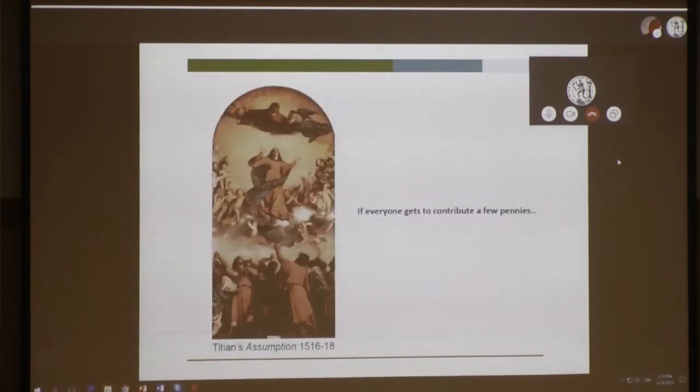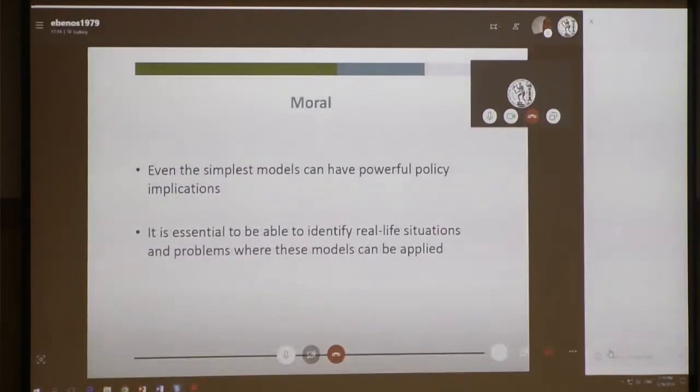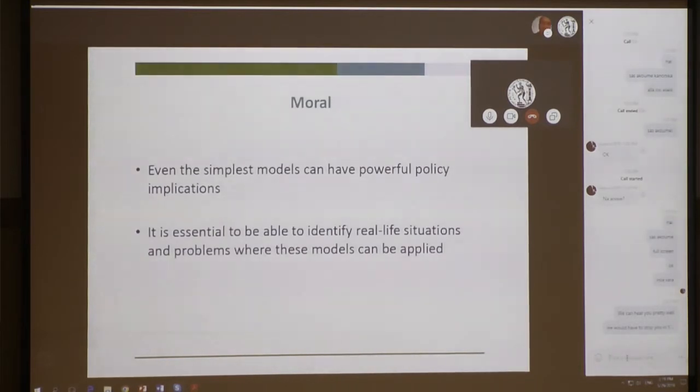So essentially, it's like going into this church and telling every person who's standing in front of the painting to contribute a few pennies. If everybody does that, then you quickly get this €2, and then you get to illuminate the painting, which, by the way, is Titian's Assumption. It's a beautiful painting. So what's the moral of the story? I'm going to pretty much be done now. Even the simplest models can have incredibly powerful policy implications. Don't discount something that's simple.